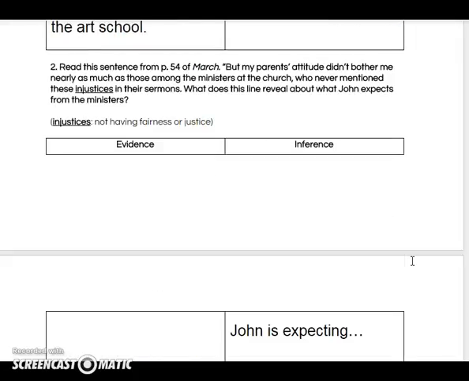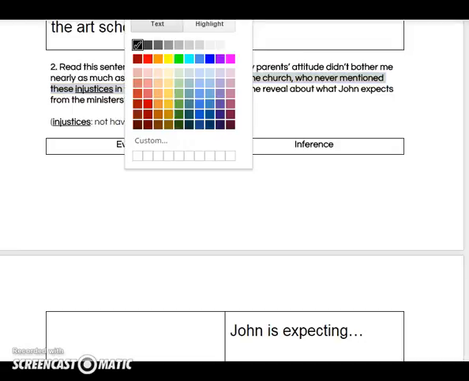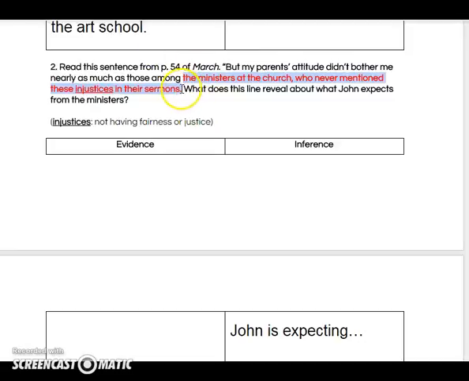Let's try number 2. So we're going to read this sentence from March. "But my parents' attitude didn't bother me nearly as much as those amongst the ministers at the church, who never mentioned these injustices in their sermons." So, what does this line reveal about what John expects from the ministers? Well, I'm going to highlight the part where he talks about the ministers. And that's going to be my evidence, right? Because it's talking about the ministers.